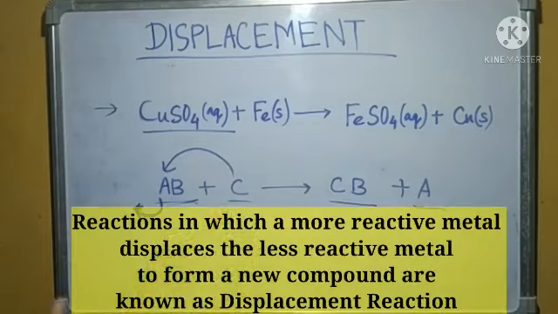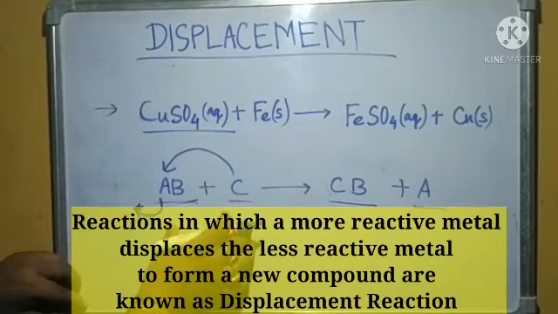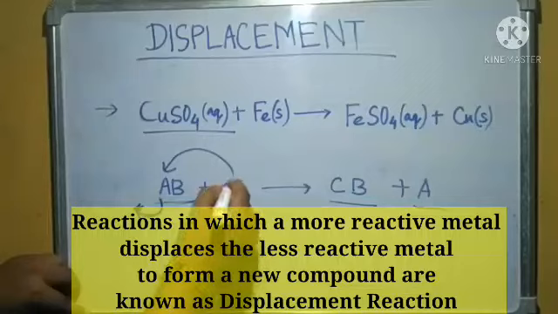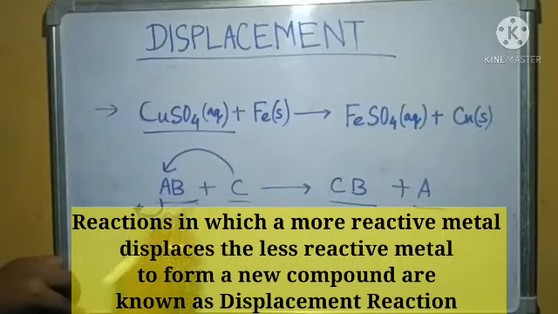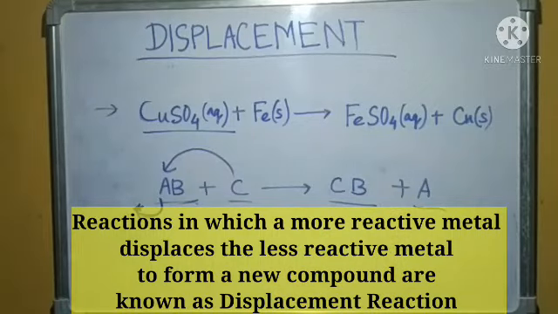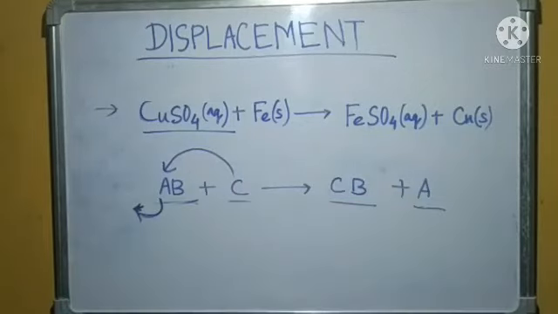to form a new compound is known as a displacement reaction. So what is a displacement reaction? A displacement reaction is a reaction in which a metal with higher reactivity displaces another metal to form a new compound. Okay, so these types of reactions are known as displacement reactions.